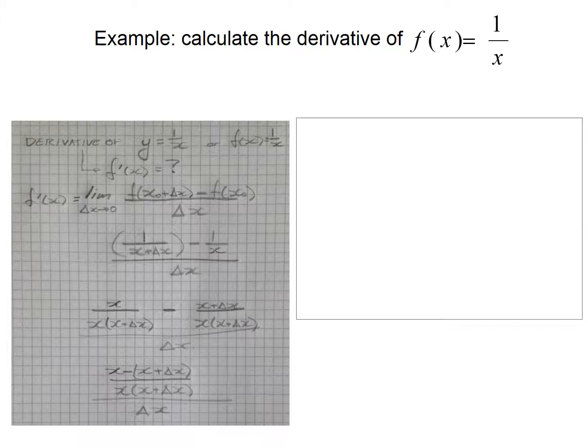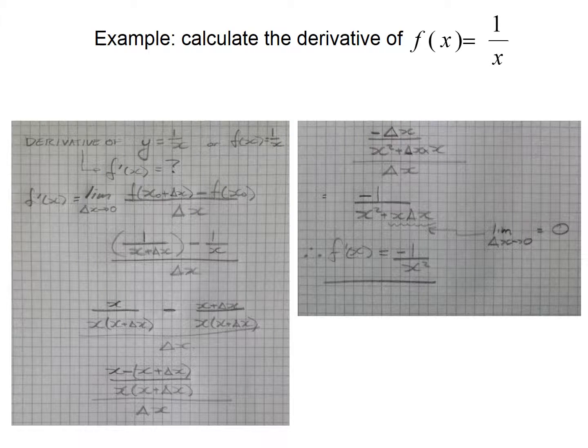And then the bottom here, we've got x squared, or x times x, plus x delta x, all over delta x. Yeah? And that's what we've got on the next bit. So what we've got here is a number divided by a number and then divided by something. So this and that guy cancel out. So that then gives us this equation: minus something divided by itself is just minus 1. Okay, so minus 1 over x squared plus x delta x.